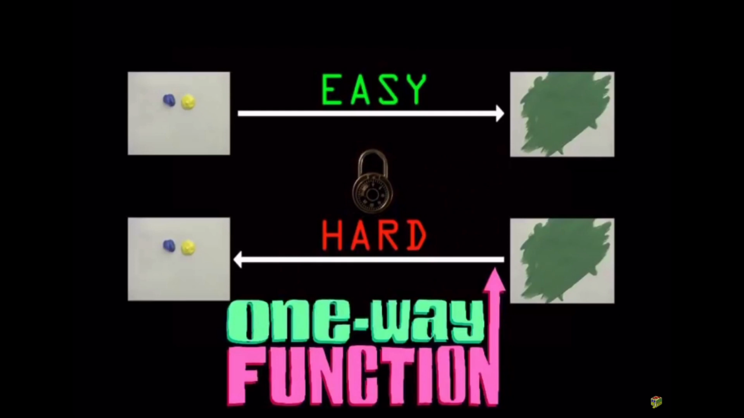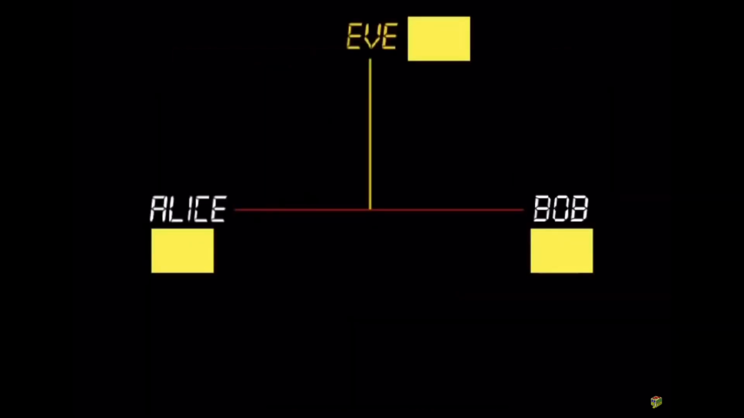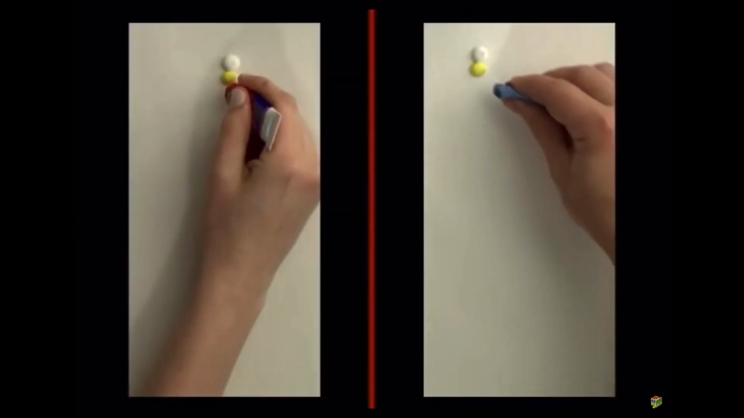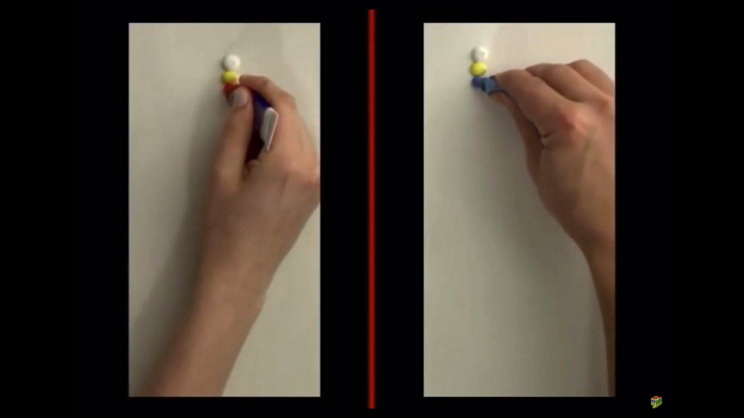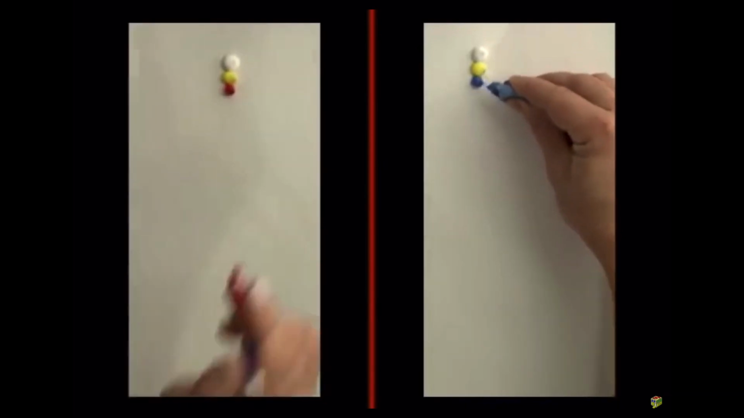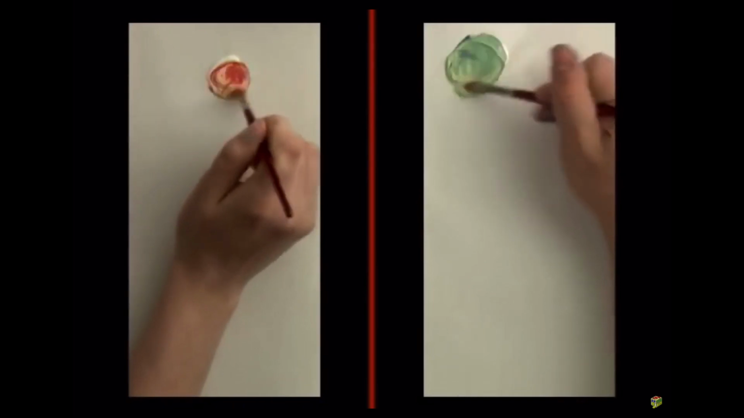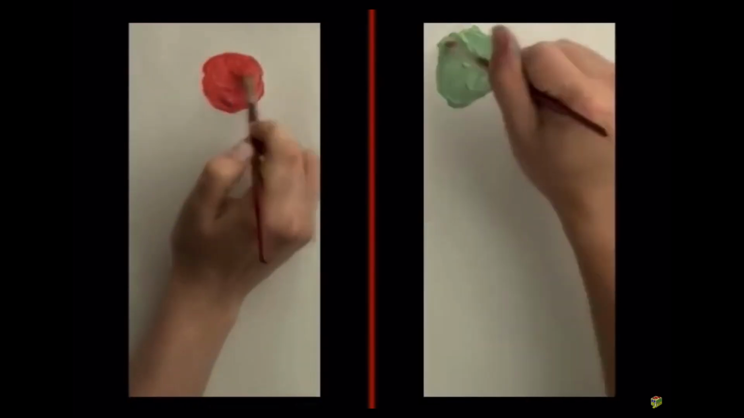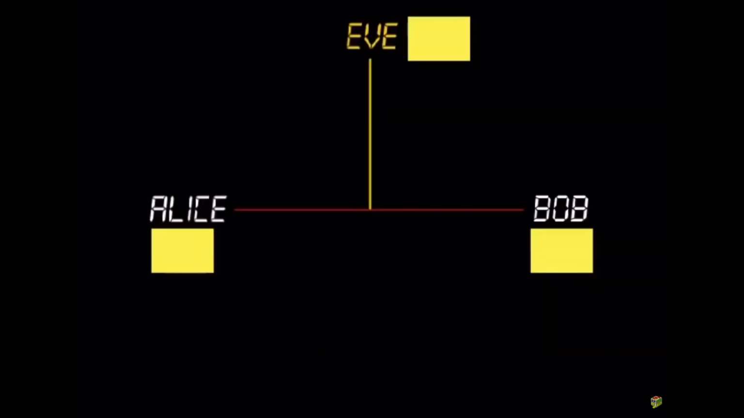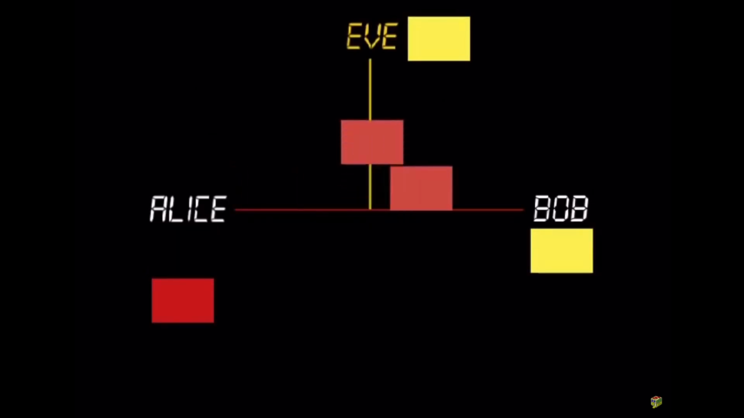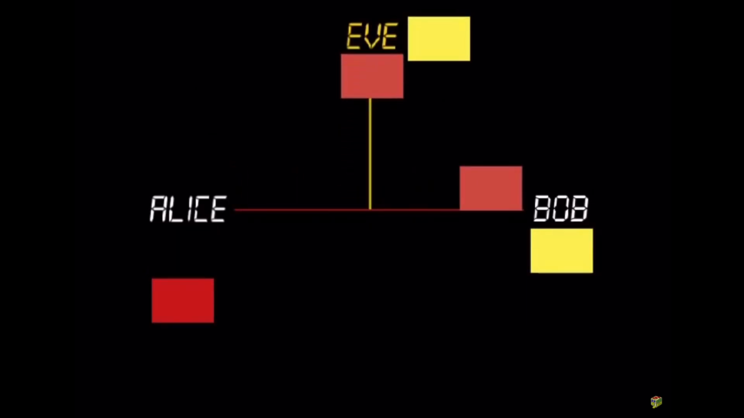Now, the solution works as follows. First, they agree publicly on a starting color, say yellow. Next, Alice and Bob both randomly select private colors and mix them into the public yellow in order to disguise their private colors. Now, Alice keeps her private color and sends her mixture to Bob. And Bob keeps his private color and sends his mixture to Alice.